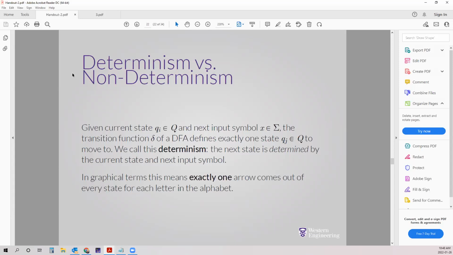In graphical terms, this means exactly one arrow comes out of every state for each letter in the alphabet. If I receive a 0, where to go? If I receive a 1, where to go? This is what we call determinism. There is one state I'll be moved to from the current state once I receive a certain symbol from that alphabet.